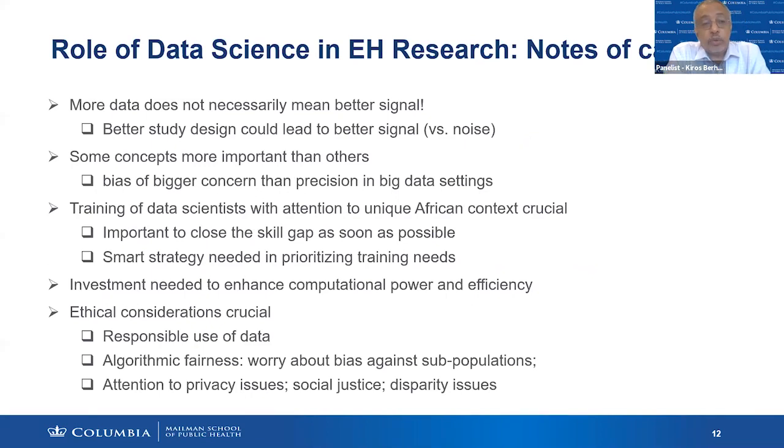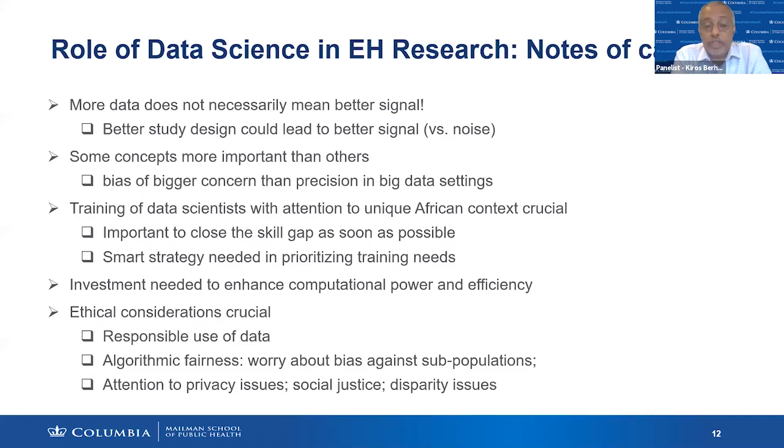So, some notes of caution: more data does not necessarily mean better signal. That is something we need to take as a take-home message. In fact, better study design could lead to better signal versus noise. So we need to bring our accumulated knowledge on study design and statistical principles to the fore. Some concepts are more important than others in the big data setting. Bias becomes a much bigger concern than precision, especially when you have a huge amount of data where statistical significance does not mean much. Training of data scientists with attention to the unique African context is very crucial.